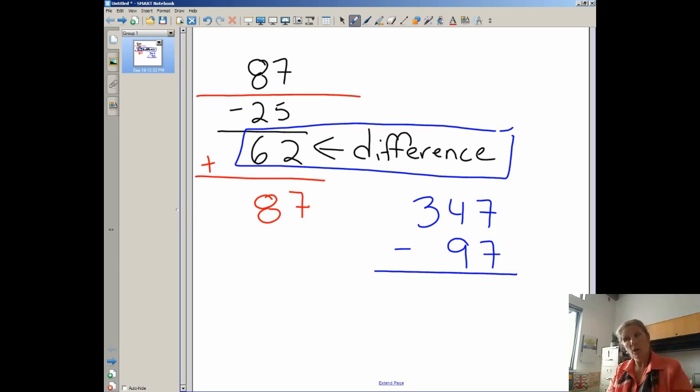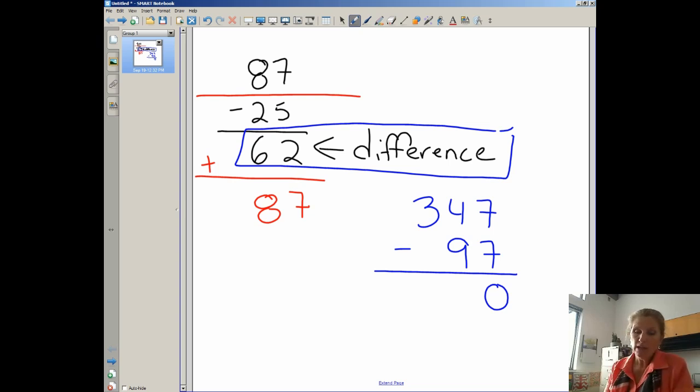This is another problem, 3 digits, and I noticed that I lined up the ones, I lined up the tens, and then the hundreds, there was only one with the hundreds in there. When I take 7 away from 7, that's all of it, so I'm going to get 0 for that.